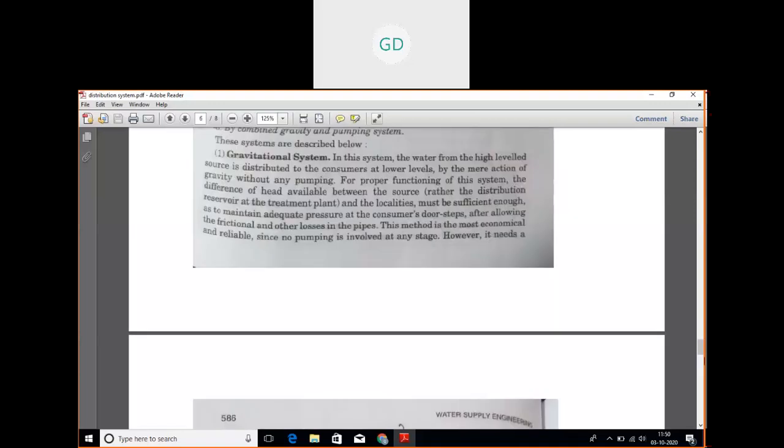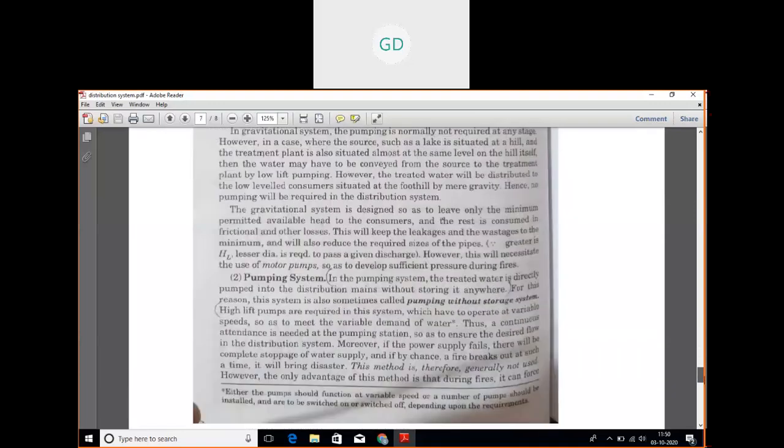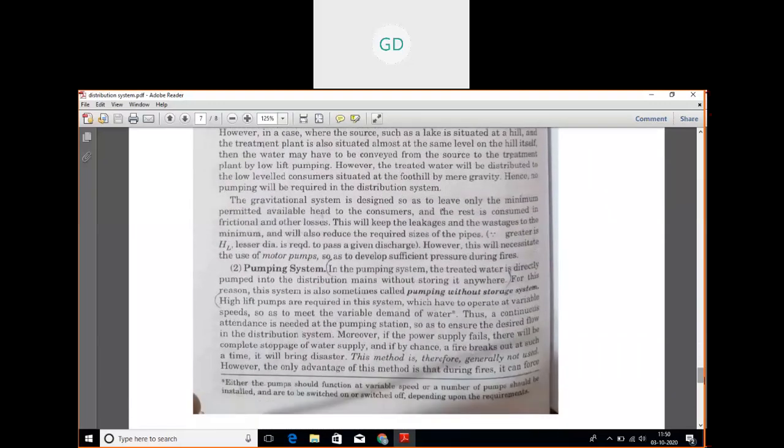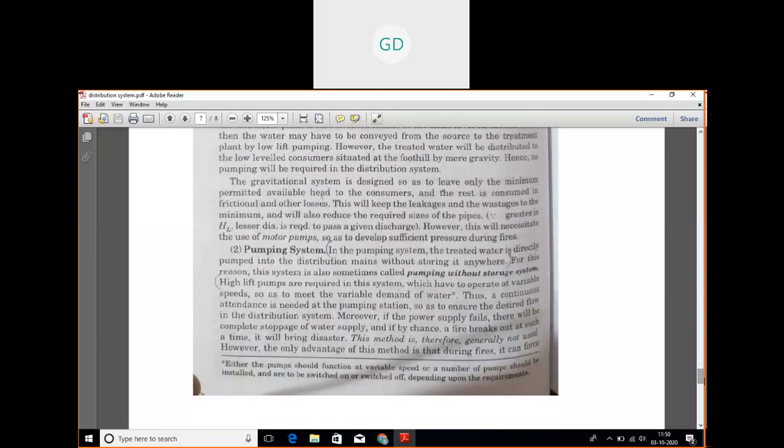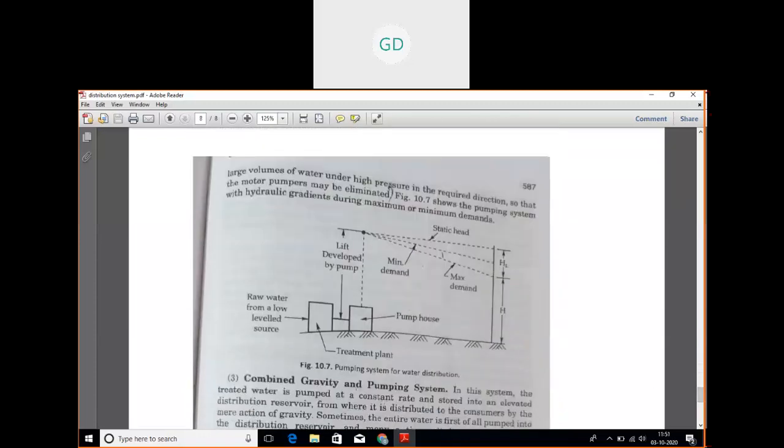So next, number two, is your pumping system. The pumping system is just the reverse of your gravitation system. You see here in the diagram, this is a treatment plant. Then your consumers are living at a higher level than your treatment plant. Suppose the consumer is staying here.